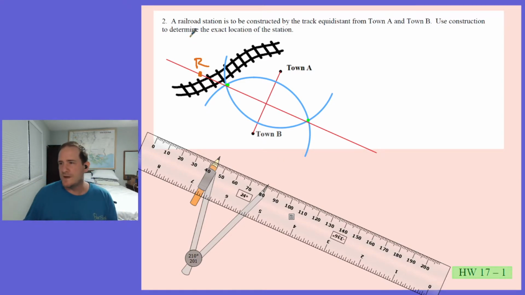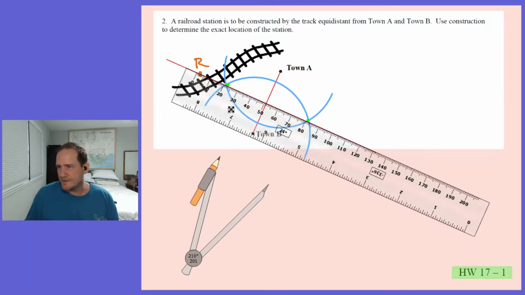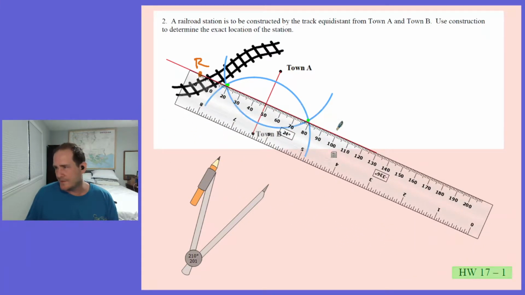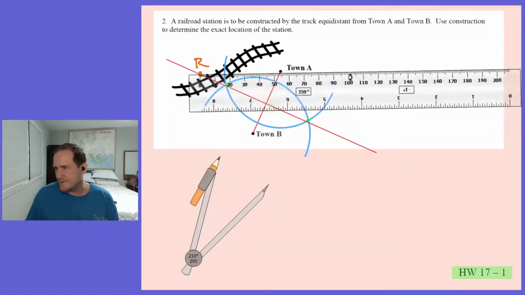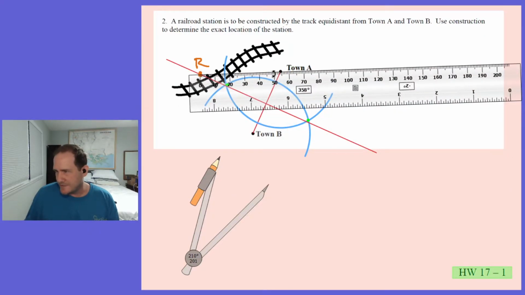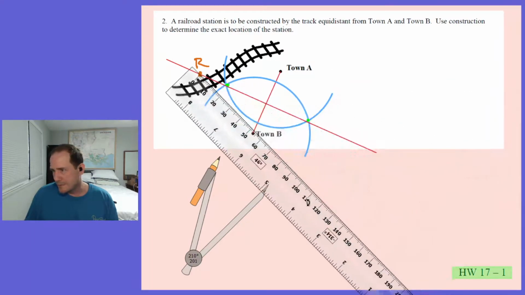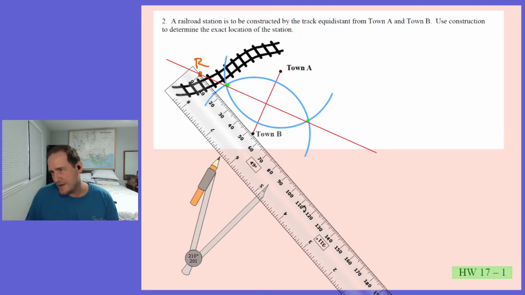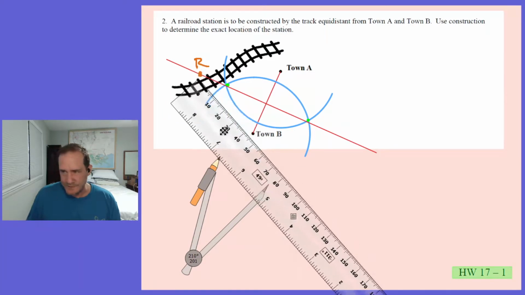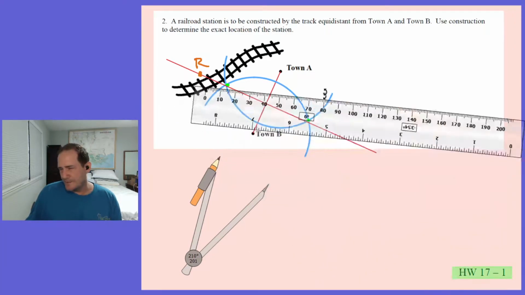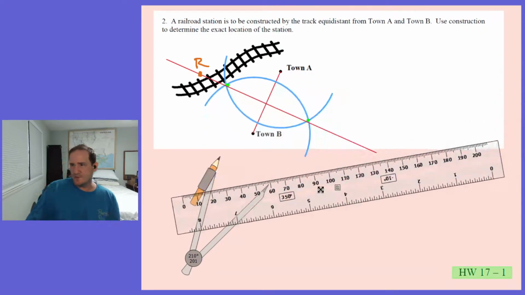Hopefully that makes sense. Now, is it really equidistant from the two towns? Well, let's find out. Using our ruler, you can measure the distance to town A. Seems like it's about 54, 55 units. And as I turn my ruler to measure the distance to town B, it's about 54 units again. It doesn't look quite the same, but I think that's because my ruler wasn't perfectly lined up. So I feel good about that being the right point. So let's do number 3.